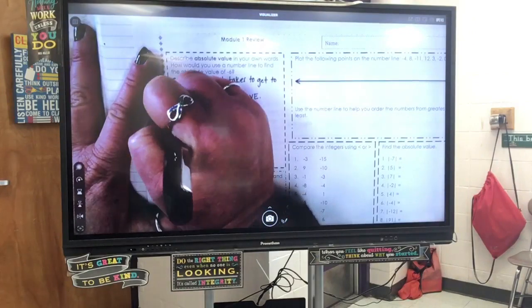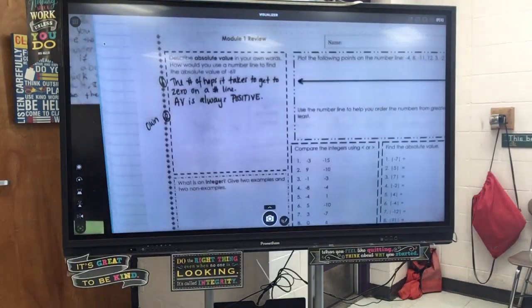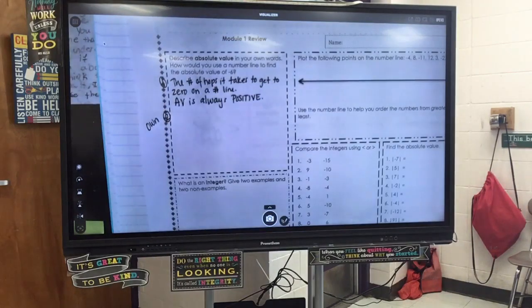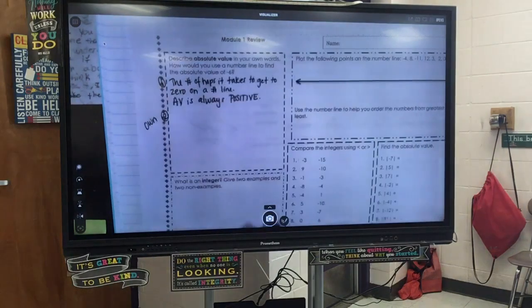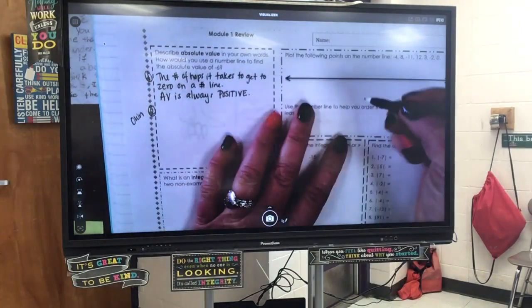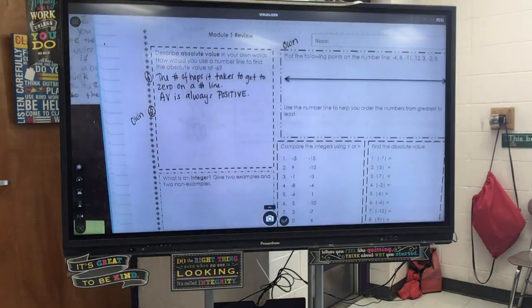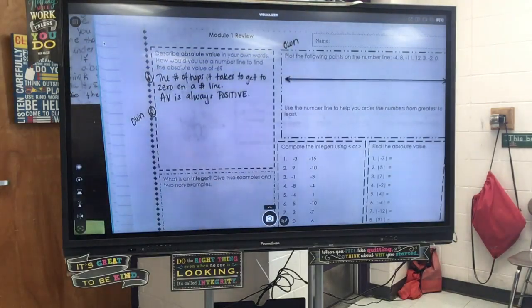Number 2 is going to be on your own. So everyone write "own." That means you're completing that on your own. The plotting the points on the number line, that is also on your own. So write "own" across the top of that. You're not doing it now. If y'all want to do it now, I will take it as a grade. It's really that simple.